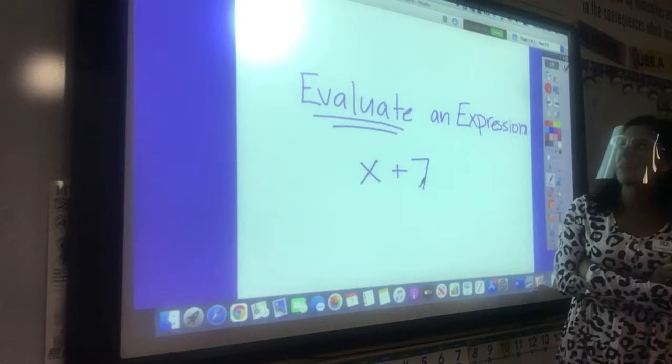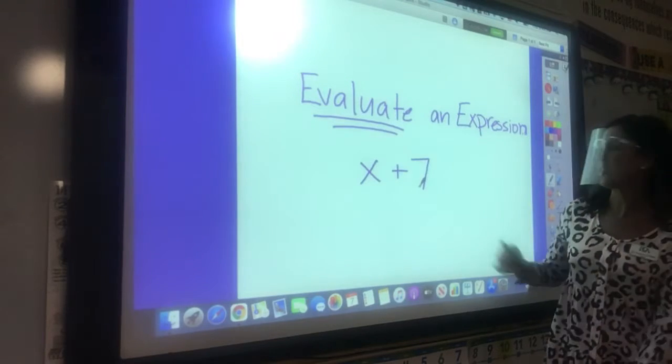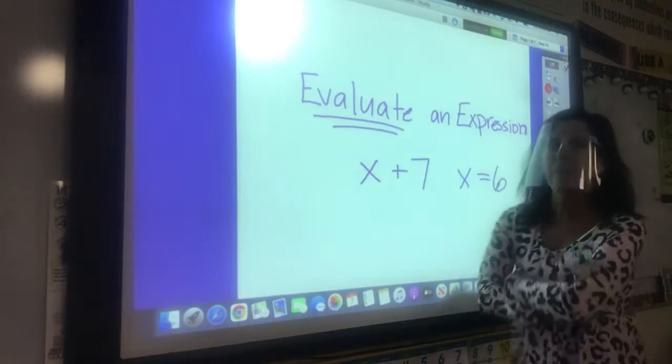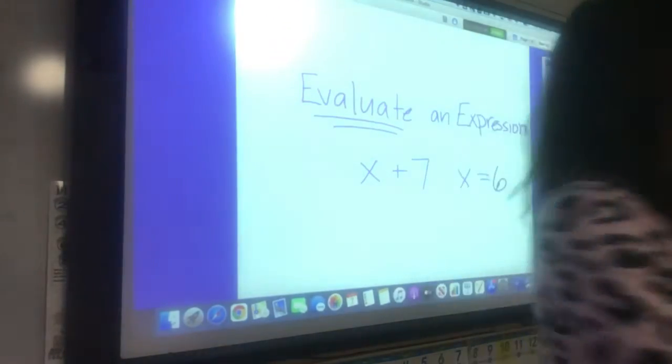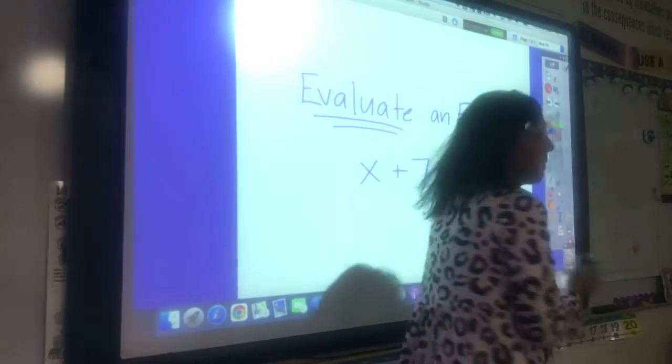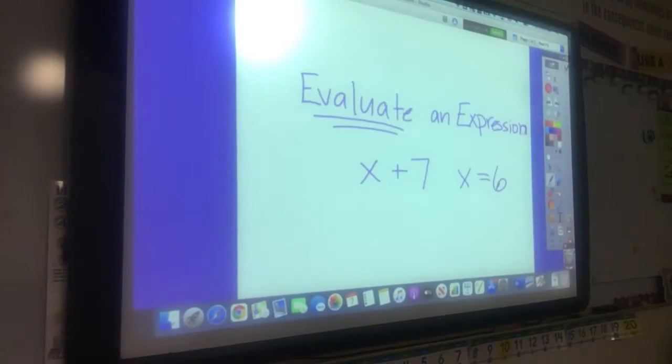But if I tell you to evaluate this expression for x equals 6, that means take 6, put it where x is, and solve it. That's what evaluate means. So what would we get if I said evaluate this expression for x equals 6? 13. You just put 6 in its place and solve it. So my problem is really 6 plus 7. The answer is 13.